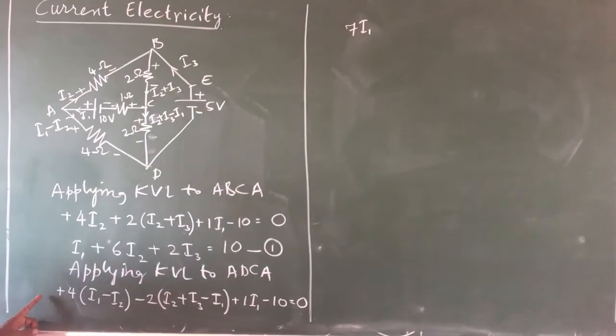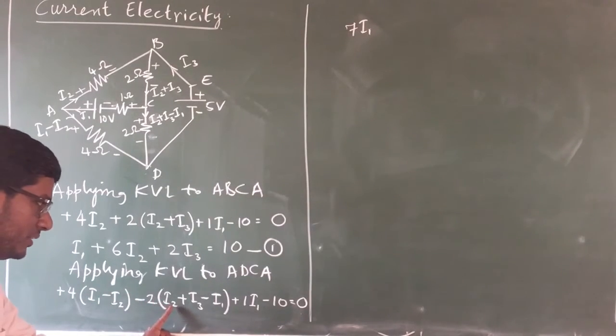Then going for I2 terms, 4 into minus I2, this is going to give me minus 4 I2. This minus 2 is going to be multiplied to this I2.